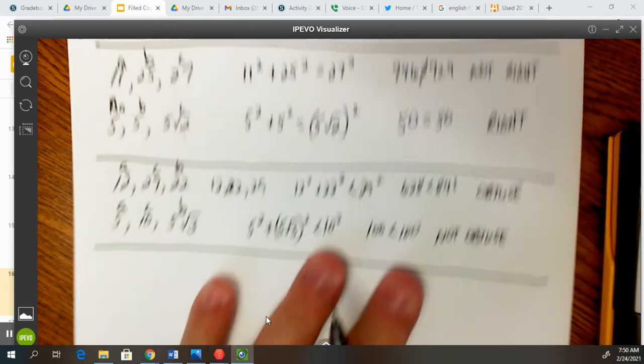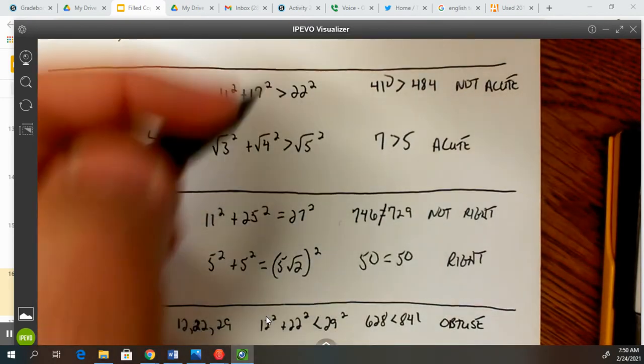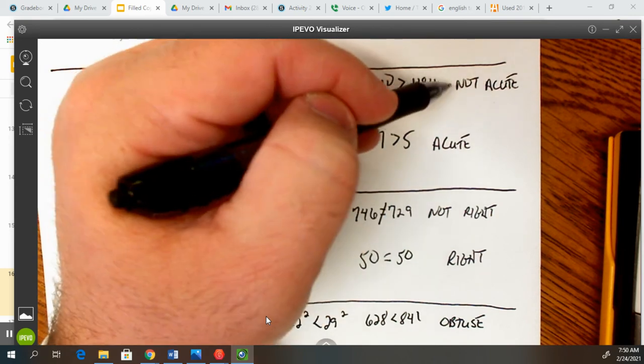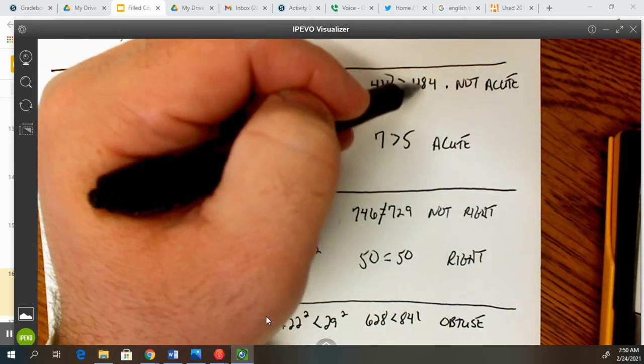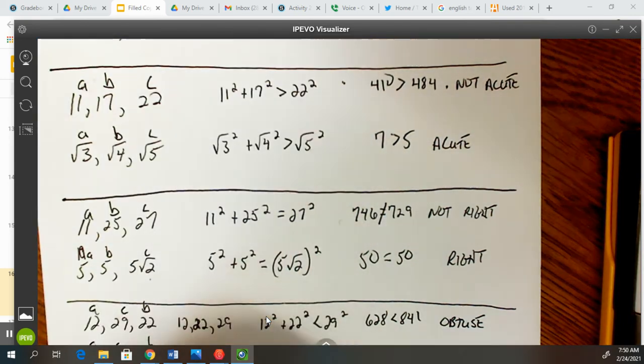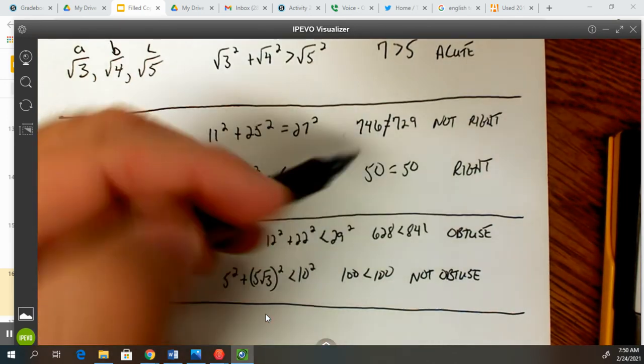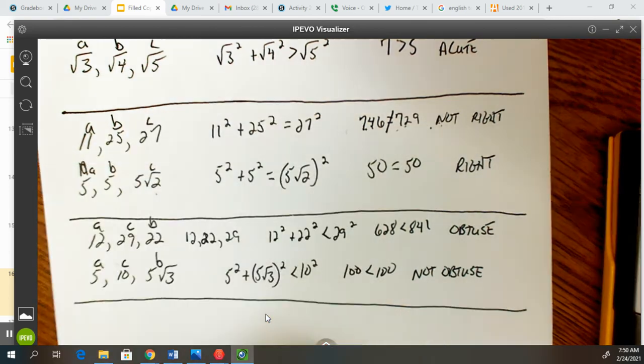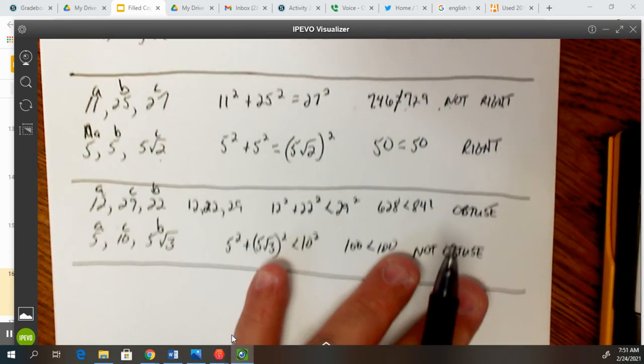obtuse. Now, if we go back to some of these, see how we said this is not acute? It's not acute, but since it is less than 484, this is obtuse. Since this is greater than, it's not right, but it's acute. So on and so forth, okay?